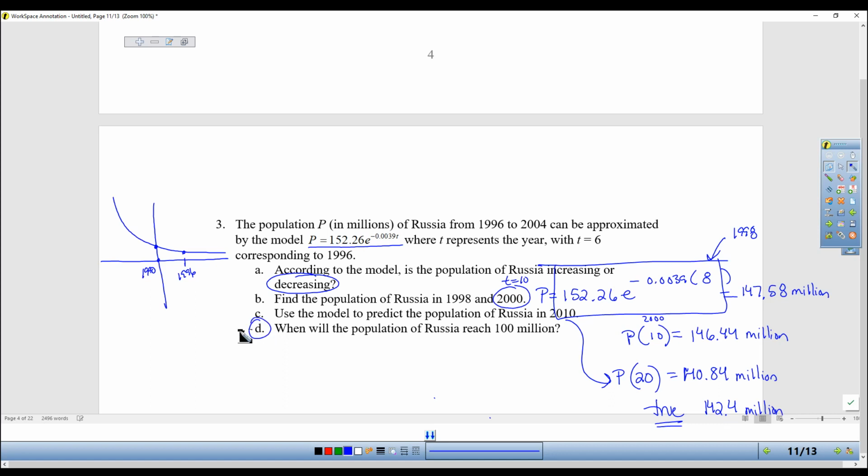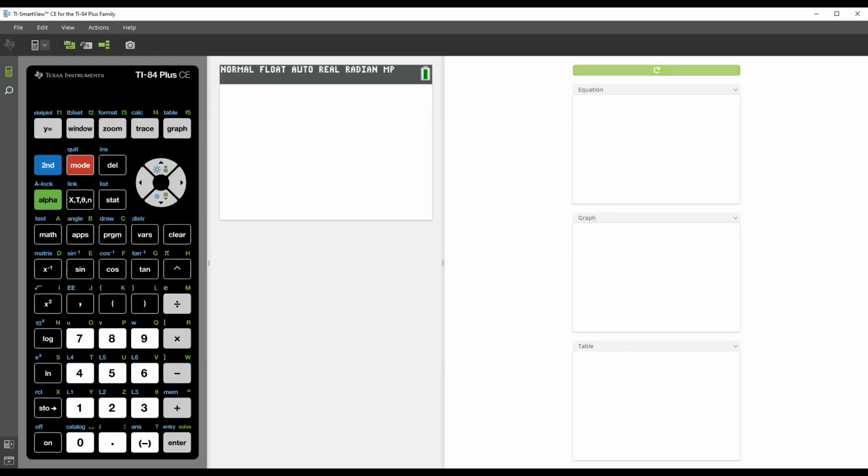All right, this is really the key that I want to get to: when will the population of Russia reach 100 million? And I'm going to teach you how to do that on your calculator. So to do part D, this is actually going to be a concept you might want to use for a lot of your problems. The first step would be to put your equation into your y equals. So I've already entered it. Again, make sure you use the negative down here, not the minus, or you'll have an error.